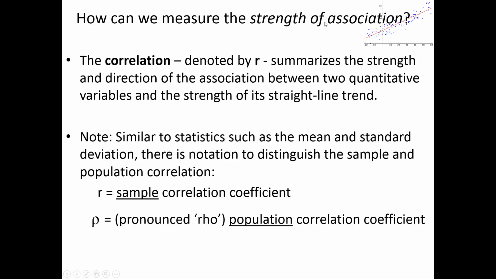To measure the strength of an association, we have a statistic that we're going to use. It's called the correlation, indicated by the small letter r. This statistic gives us a measure of the strength and the direction of the linear association between two variables. Just so you know, r represents a sample correlation coefficient, and in general, rho represents the population correlation coefficient. We, in general, will not be using rho for correlation coefficients because we don't have population data. We will generally be working with sample data.